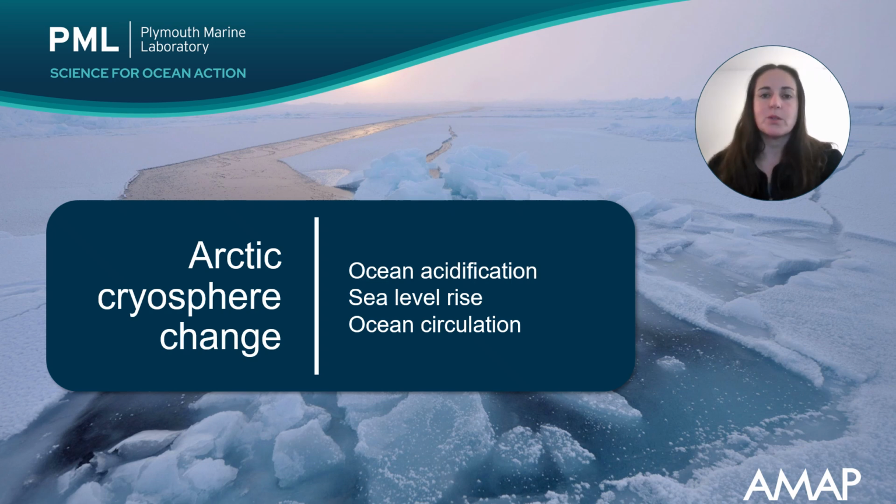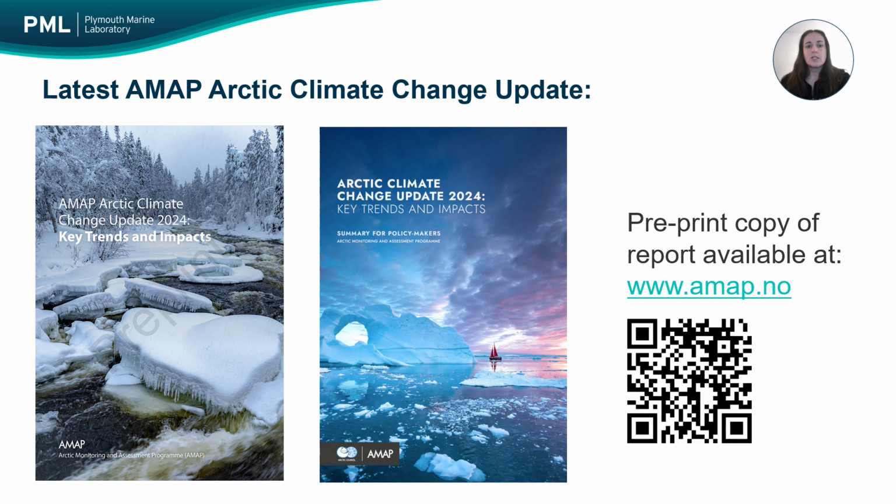And that's what I will be talking to you briefly today, specifically looking at the impacts of that changing cryosphere on ocean acidification, sea level rise, and ocean circulation. A lot of this information comes from the AMAP Arctic Climate Change Updates, which are available on the AMAP website, both as the full report and the summary for policymakers, but there's also some latest information that's been published this year since those reports were out.